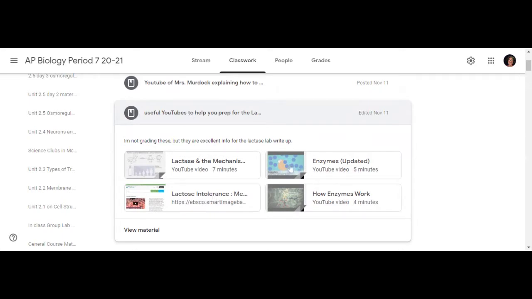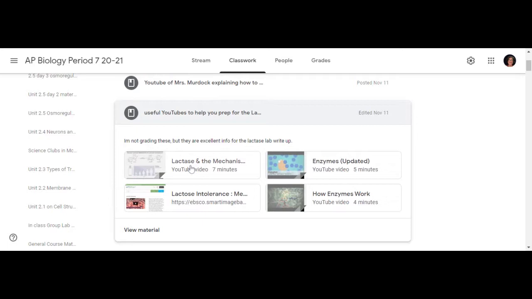Go look at it. There's an Amoeba Sisters video that shows a little cartoon of the lactase enzyme and what it does to the lactose. Kind of a good visual so that you have a good understanding of structure and function of enzymes. They're so user-friendly about explaining. So if you're not sure about that, that's a good one to start with.